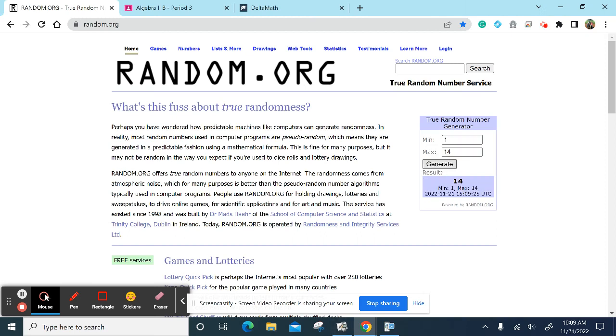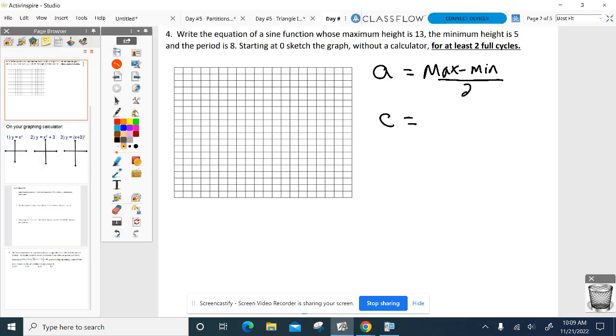Here we go. 14. Nope, not here. 11. What are the max and the min? 13 to 5. 13 minus 5, all divided by 2. That's 8 divided by 2, so the A value is 4. That is called your amplitude.